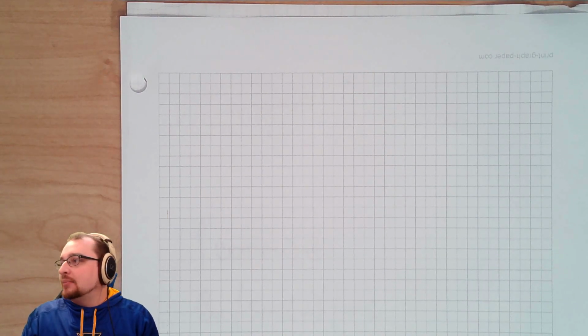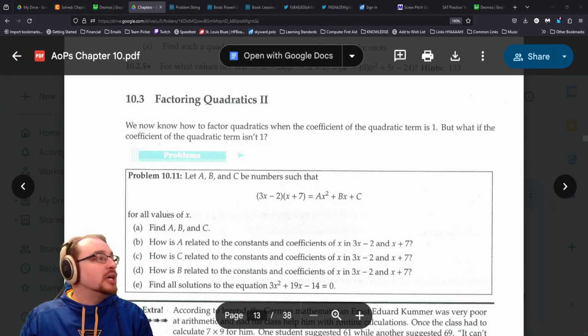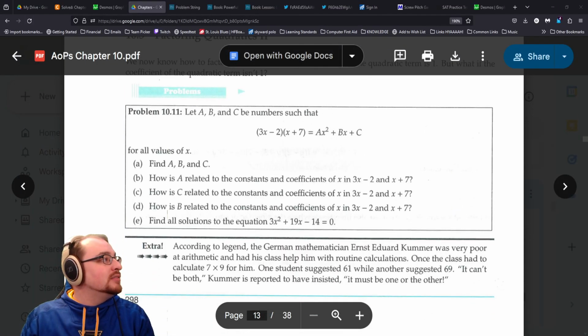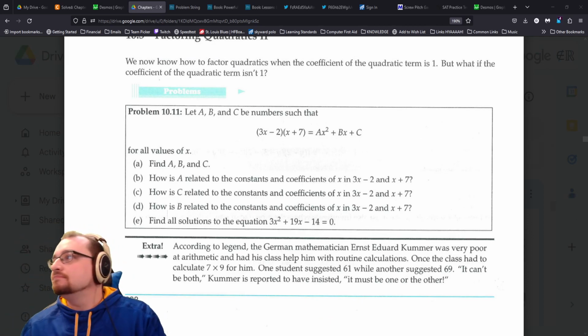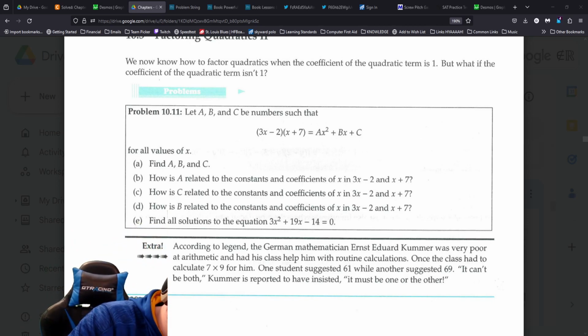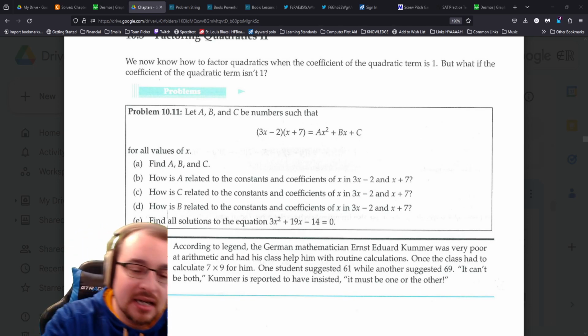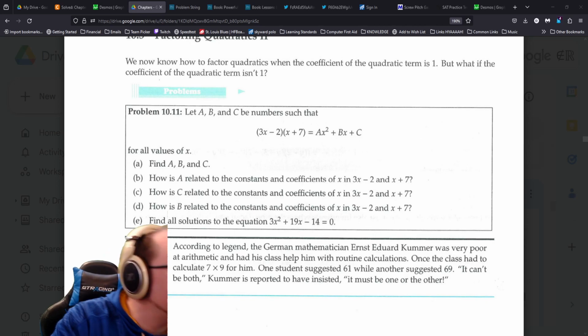So taking a look at problem number 11, I believe. No, 10, yeah. Chapter 10, problem number 11, right? It says, let A, B, and C be numbers such that this is true. So we've got this binomial, 3x minus 2, and you'll see it in a second when I'm done writing it down. And we got another binomial, x plus 7.